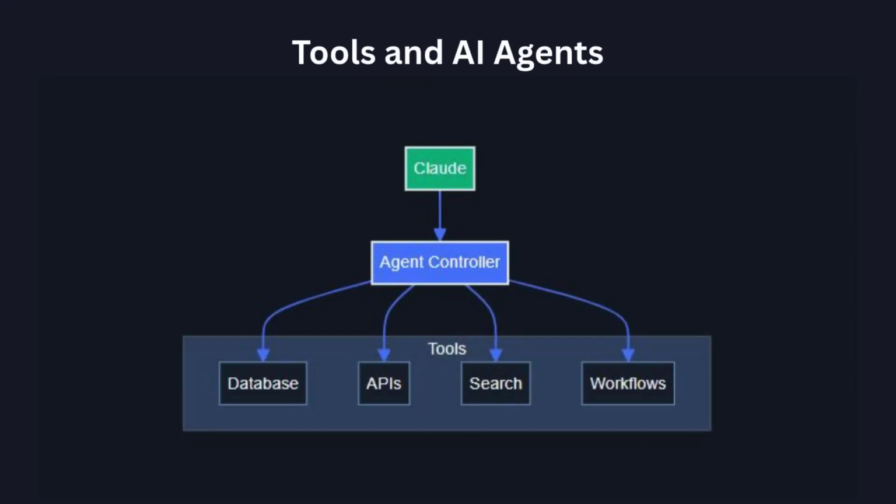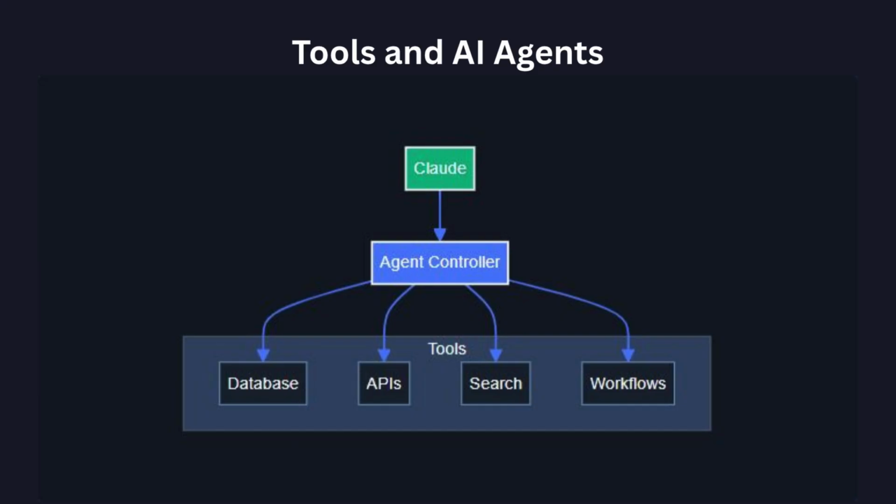Tools and AI agents. In this section, we explore how tools and AI agents extend the capabilities of a language model. A language model alone can generate text, but it cannot perform actions without external tools. The model decides which tool to use based on the user's intent.